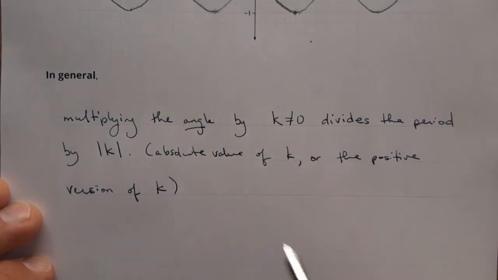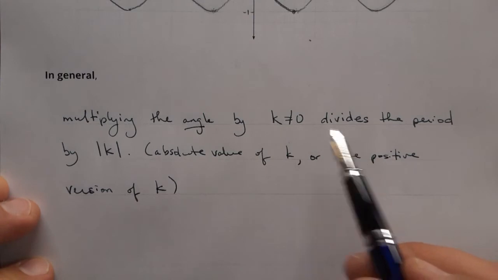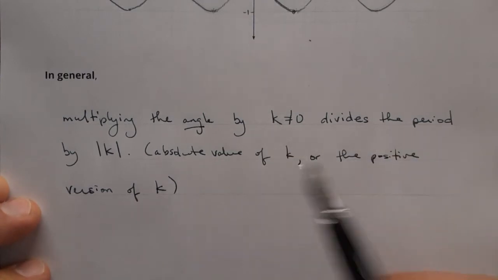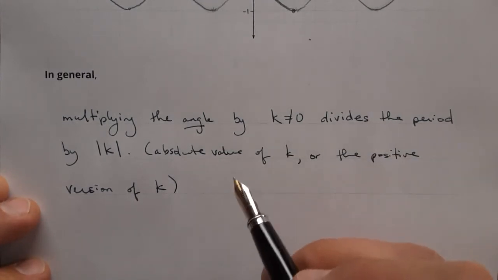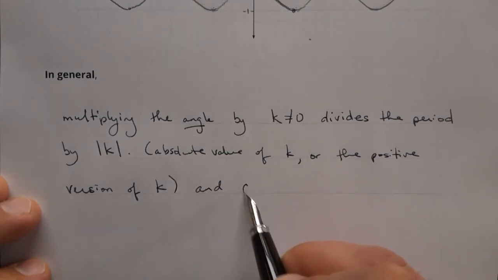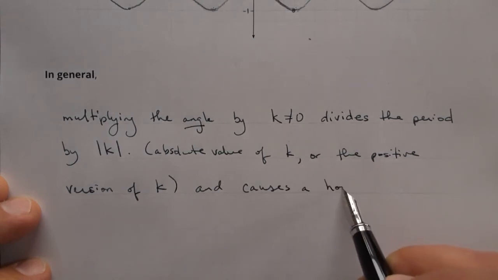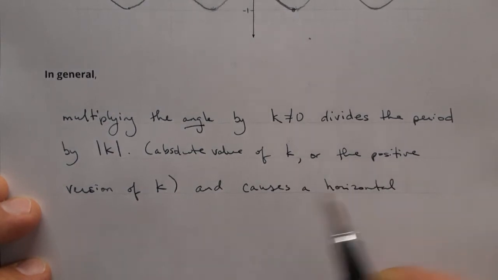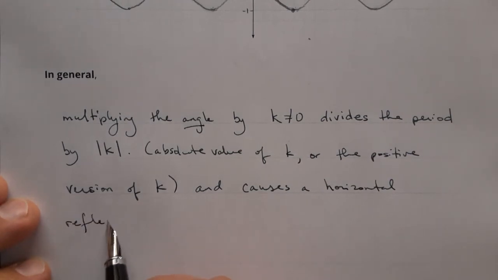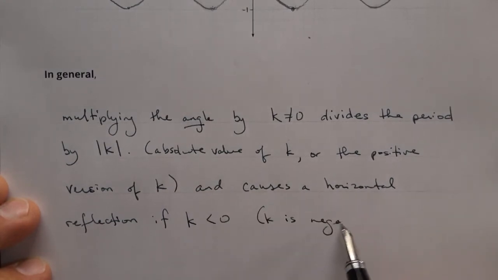If k were negative, we would use the positive version instead. So multiplying the angle by k divides the period by k. We'll go back and look at this again in a moment. And just like with the amplitude change, it causes a horizontal reflection if k is less than 0. That is, k is negative.